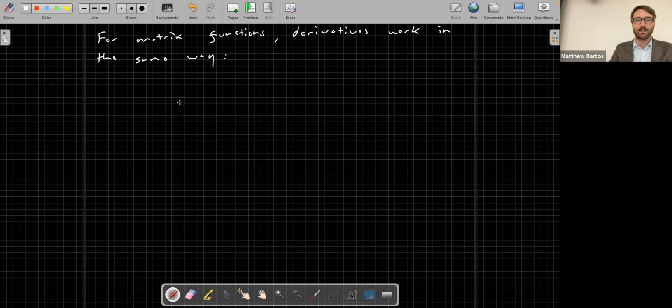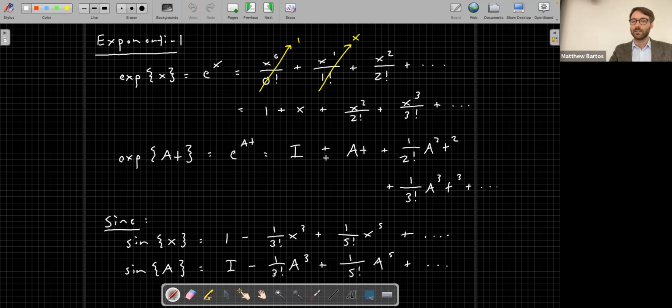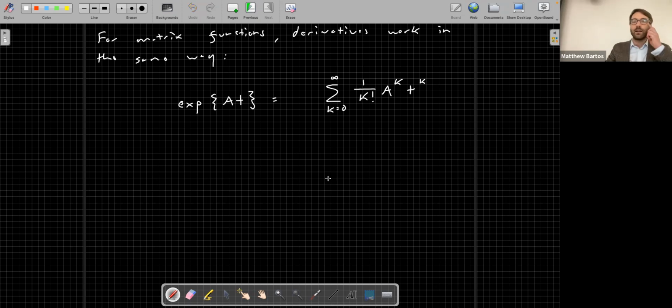So let's look at our matrix exponential. We have that the exponential of some matrix A times some scalar t is equal to the sum from k equals 0 to infinity of 1 over k factorial times A to the kth power times t to the kth power. Okay, so this is our definition of the exponential function. You can see that from this previous slide here. Okay, and let's see what happens when we take the derivative of each side with respect to t.